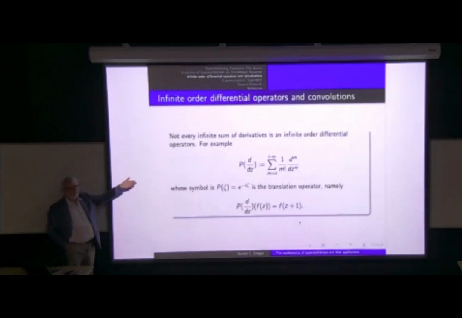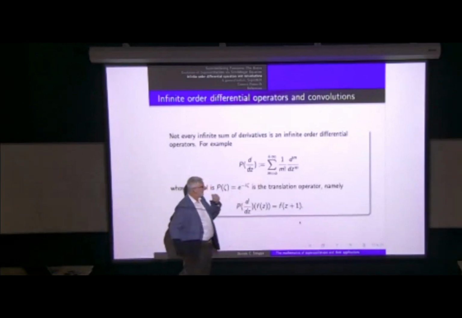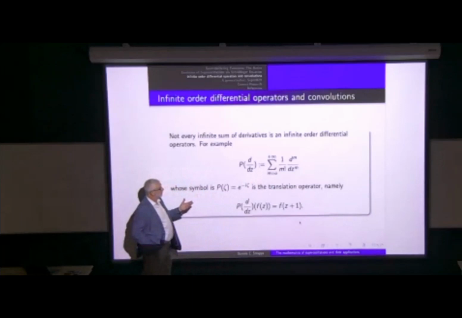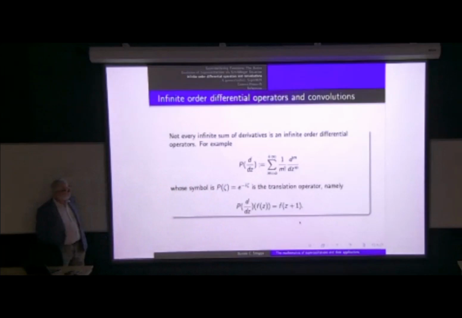Simplest example, something the physicists know obviously very well. When you take the exponential, it corresponds to the translation. So even though this looks like an infinite order differential operator, in reality it is what we call a convolution operator. It's not an operator that acts on the germs or on the sheaf of germs, because it moves the support.